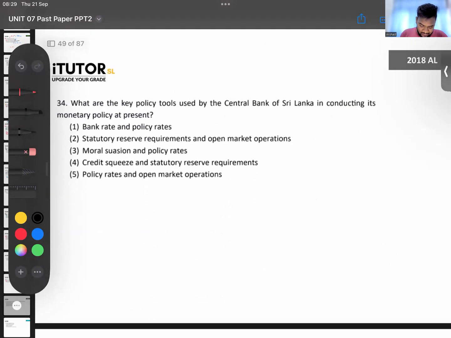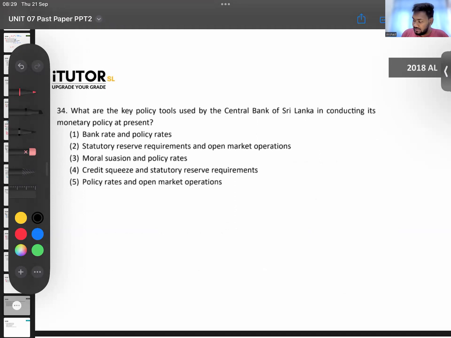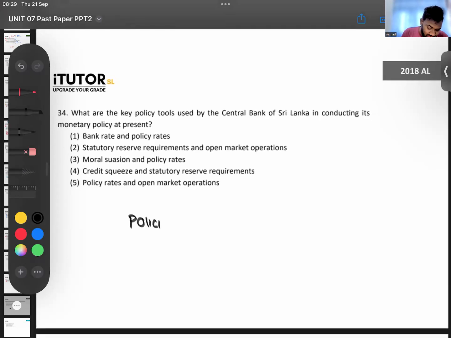Then 34. Now, what are the key policy tools used by the central bank in conducting its monetary policy at present? What is the main thing, guys? Tell me the main thing in monetary policy. What's the main thing that they change? When they change this, they are signaling the monetary policy stance that they are taking. No, not FIT. What is the instrument? The main monetary policy instrument is the policy rates, right? This is the main one. Under policy rates, which ones? The standing deposit facility rate and the standing lending facility rate. These are the main tools that the central bank uses to conduct its monetary policy.